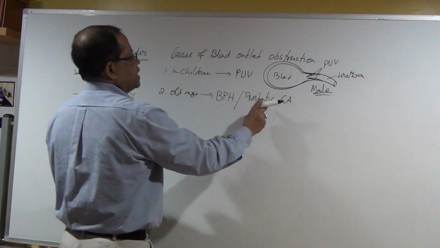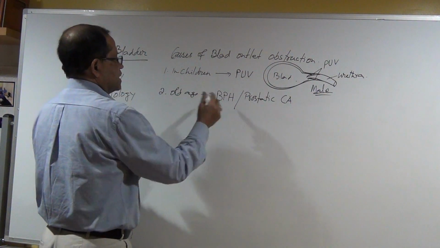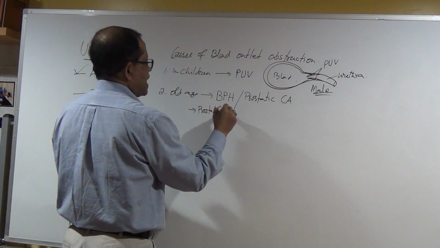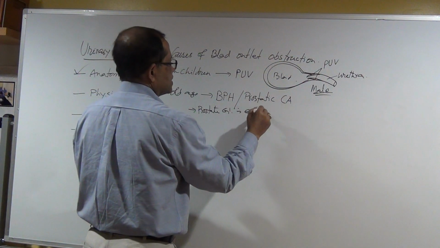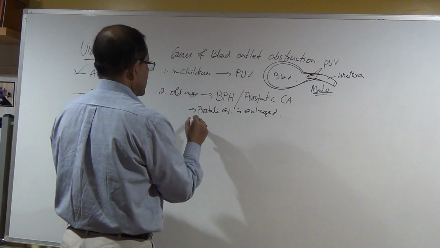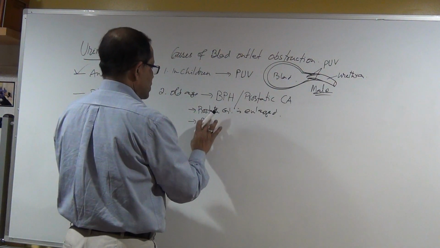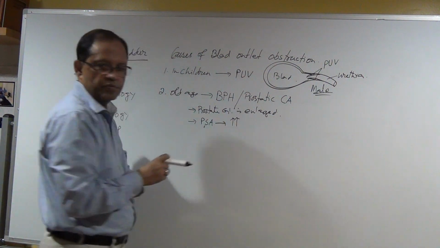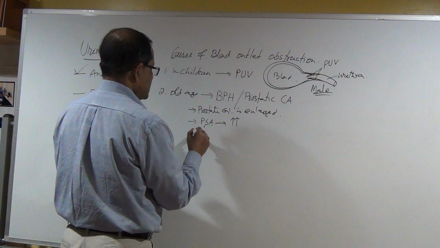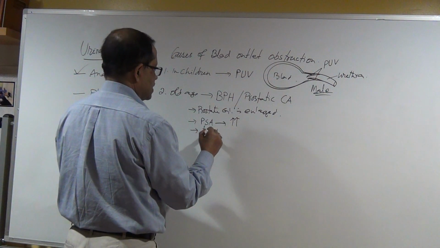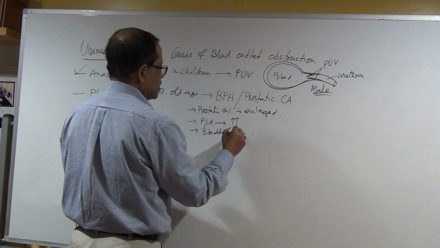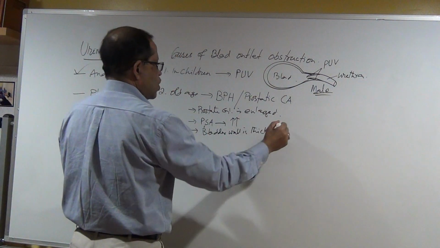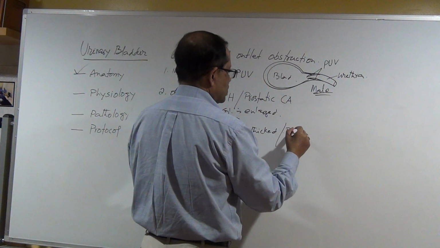Okay, in old age it is BPH. So what are you going to see? You will see the prostate gland is enlarged. What else? PSA, prostate specific antigen, is high. What else are you going to see? The bladder wall is thickened, or presence of diverticulum.